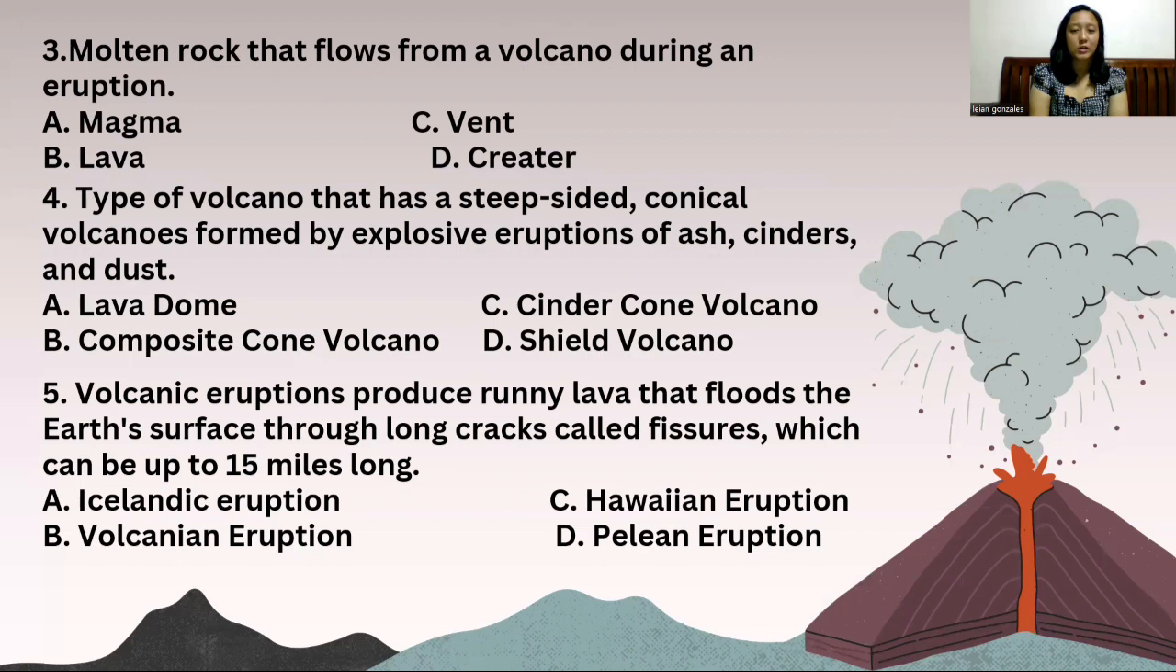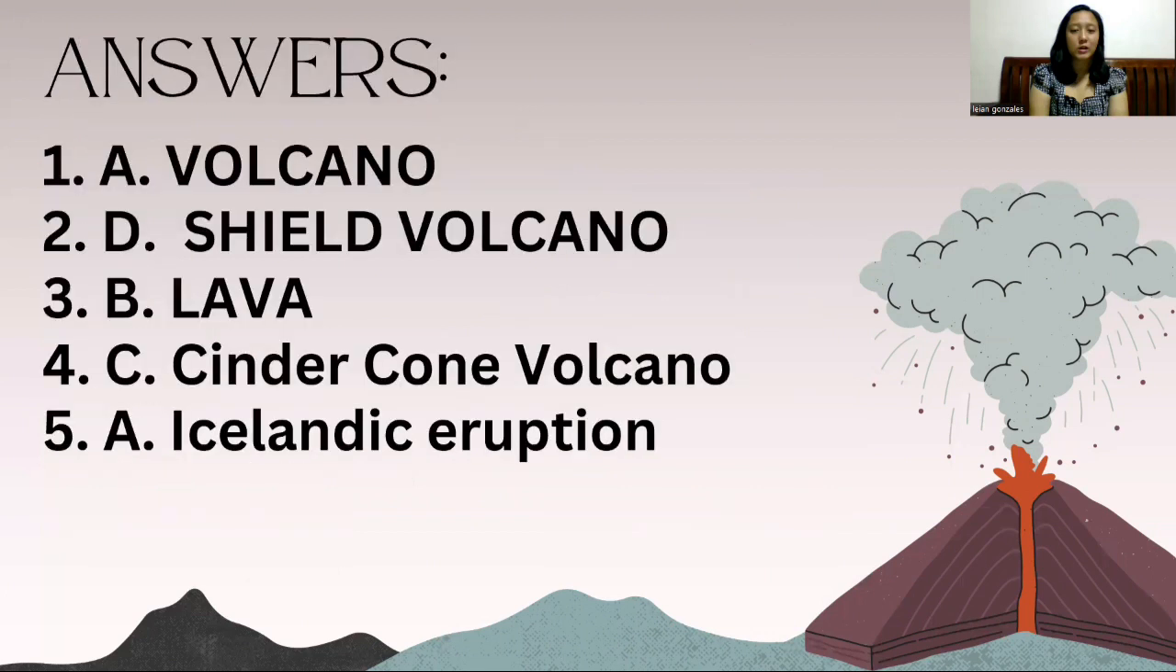Okay, everyone done? Let's check our papers. This is the corresponding answer for each question. For number 1, it is A, volcano. For number 2, it is D, shield volcano. For number 3, it is B, lava. For number 4, it's C, cinder cone volcano. And number 5, it is A, the Icelandic eruption.